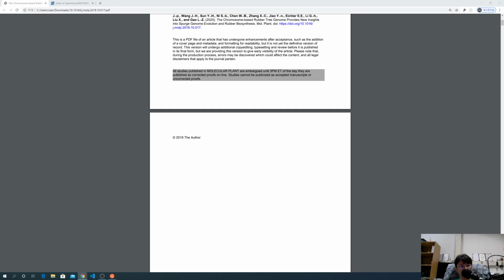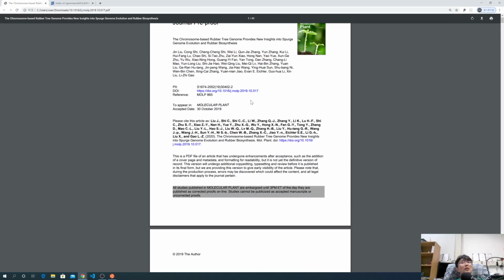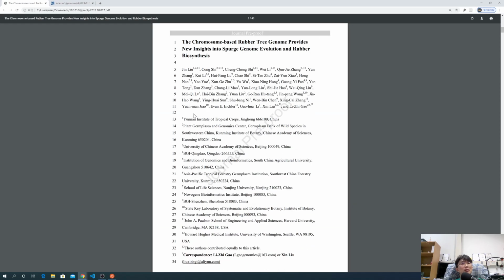Molecular Plant's impact factor is 10.8. Okay, 10.8 was their score, using all this stuff.